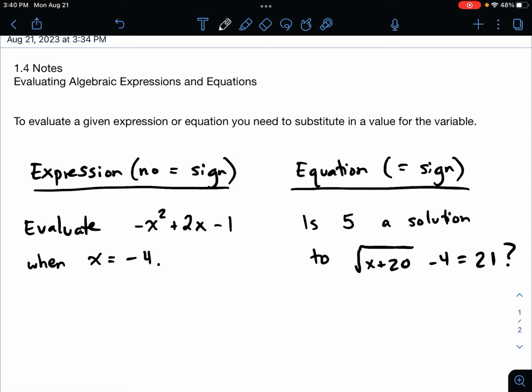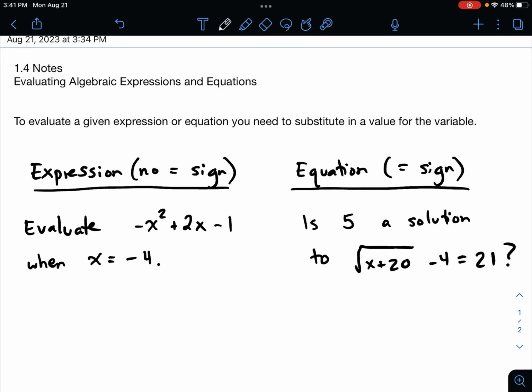All right, so in the 1.4 notes, we're today talking about how to evaluate algebraic expressions and equations. So all you have to do if they ever ask you to evaluate something is simply substitute in the value for the variable. So if they tell you x equals 4, anytime you see the letter x, you're going to replace it with a 4. If they tell you that x equals -1, you're going to replace all the x's with a -1.